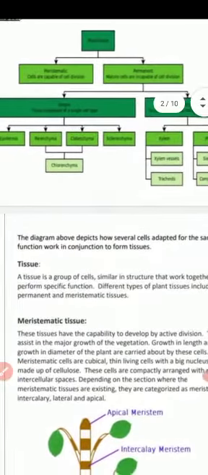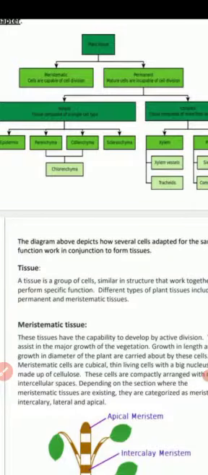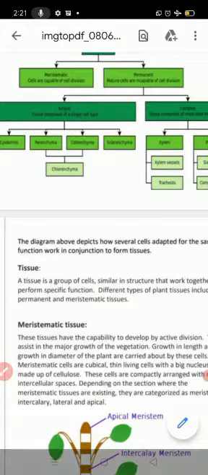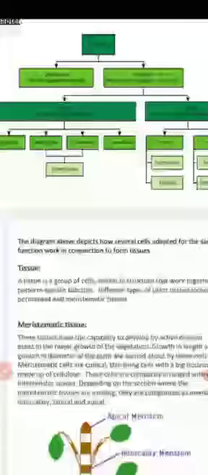Different types of plant tissue include permanent and meristematic tissue. We know that plant tissues are of two types, meristematic and permanent. Meristematic tissue shows cell division, but permanent tissue does not. Permanent tissue is divided into two forms, simple and complex. Simple tissues are made up of a single cell type, but complex tissues are made of more than one type of cell. Simple tissues are divided into four forms: epidermis, parenchyma, chlorenchyma, and sclerenchyma. Complex tissue is divided into two forms, xylem and phloem.